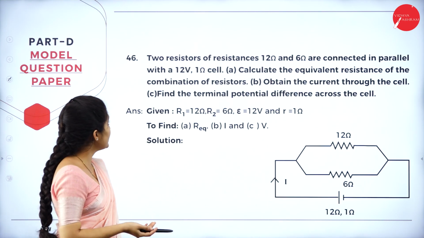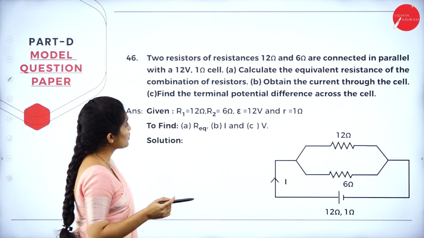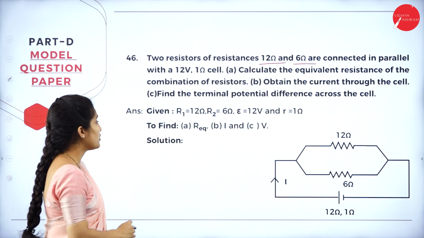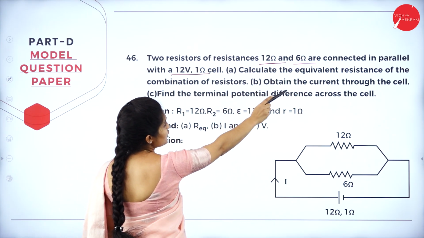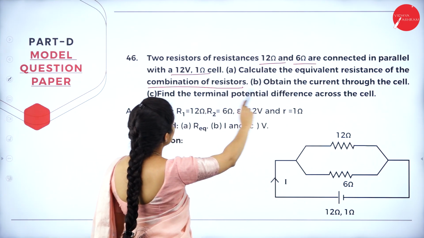Okay. Next is from the chapter current electricity. 2 resistors of resistance 12 ohms and 6 ohms are connected in parallel with a 12 volt and 1 ohm cell. So we have to calculate the equivalent resistance of the combination of resistors and obtain the current through the cell.